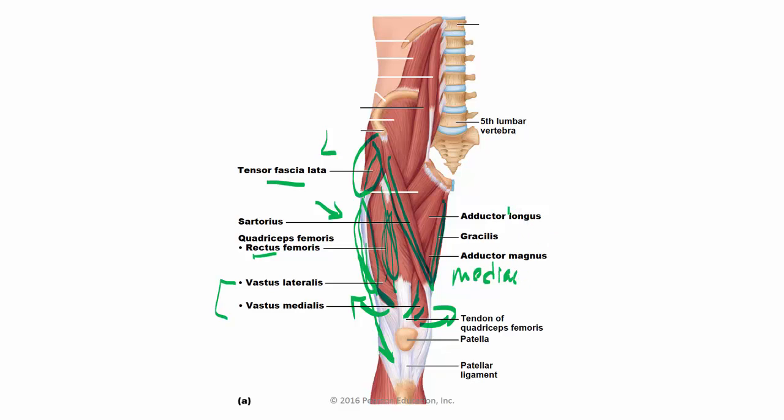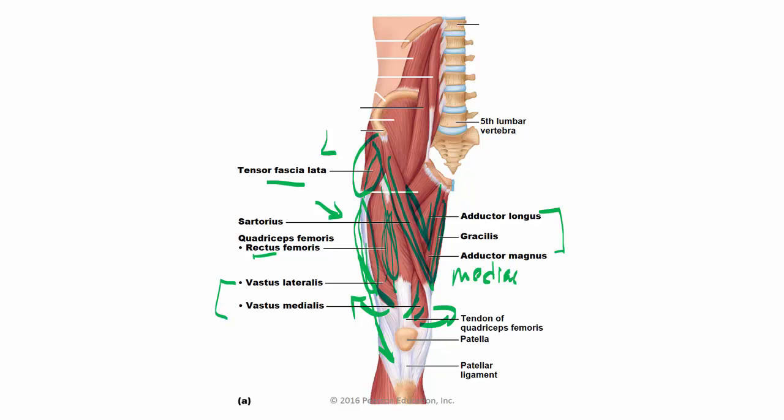Now, on your lab guide, we've got adductors, and there's several. We have a longus and a magnus, and several other ones. We're going to go with group names. So this group of muscles that are in this V between the sartorius and the gracilis, those are your adductor muscles, okay?